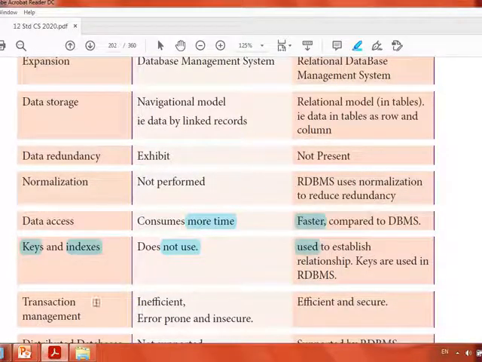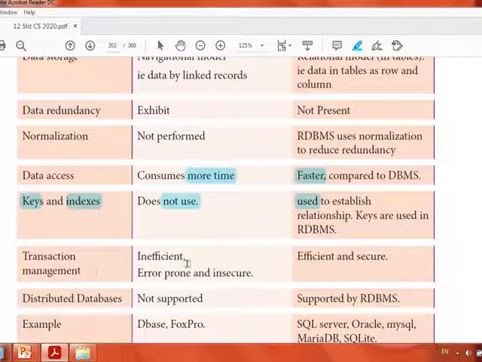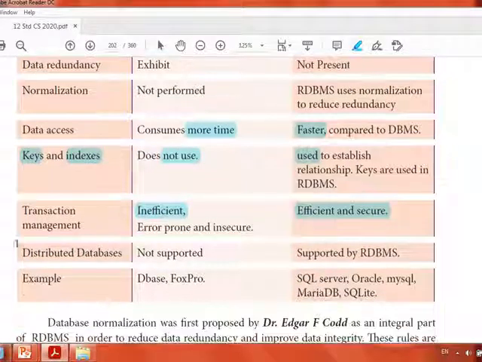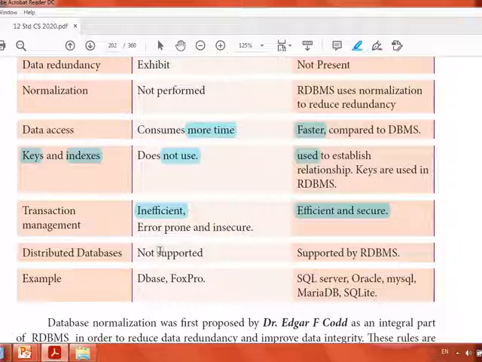Then, transaction management. Inefficient, error prone and insecure. That means transaction means if a data is retrieved, if a data is deleted, if the data is fetched concurrently, then transaction management is not that much efficient. It is inefficient. But here it is efficient and secure. Next, distributed databases. Here, the distributed databases concept is not supported. Here it is supported. Then examples for DBMS are dBase and FoxPro.